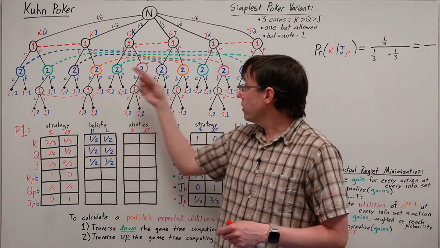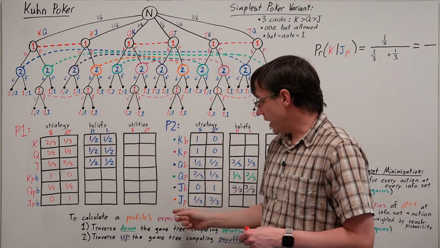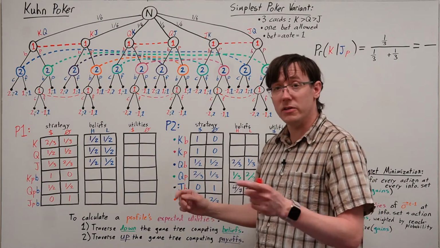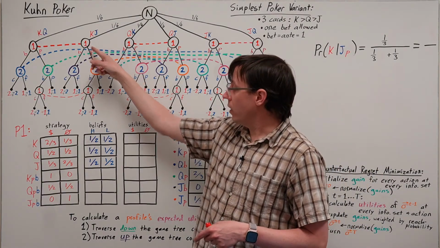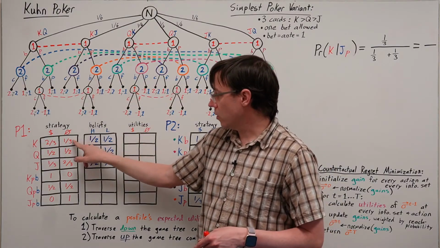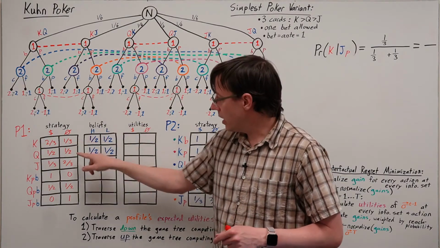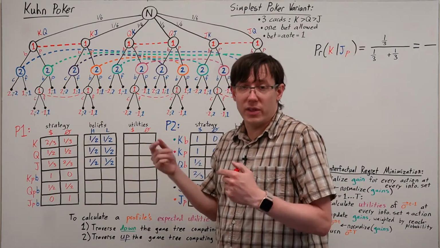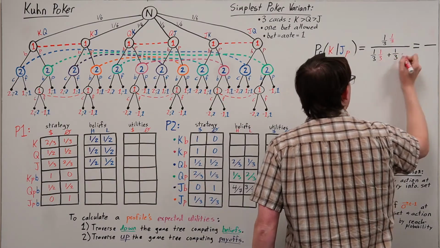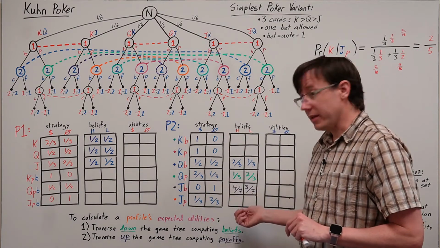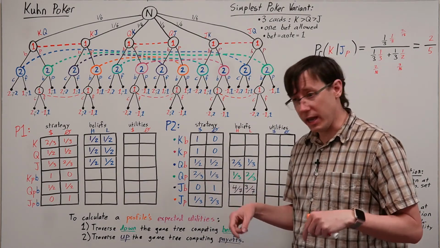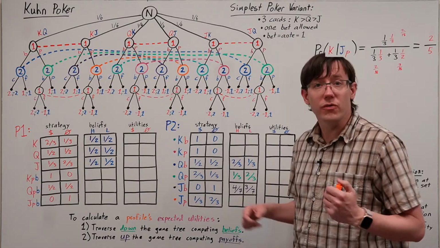Then, at the orange information set, where they have been dealt a jack and seen player 1 pass, they see that player 1 passes with probability 1/3 when they have a king, and probability 1/2 when they have a queen. And so the conditional probability that player 1 has a king in this case is 2/5.